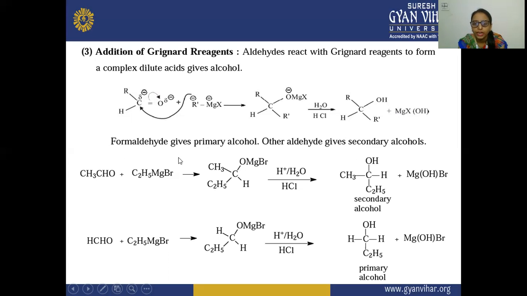So this formaldehyde is giving you a primary alcohol, and the other aldehydes give the secondary alcohol. Here you will see this is your formaldehyde, and it is giving you a primary alcohol. This is reacting with this alkyl magnesium bromide, and from this C2H5 is your nucleophile, and this MgBr is your electrophile, and this will react with this C portion.